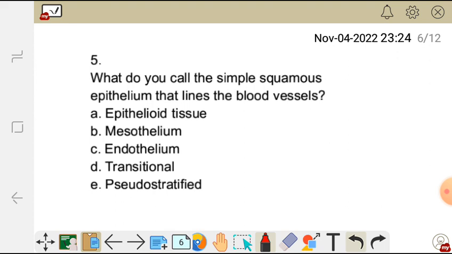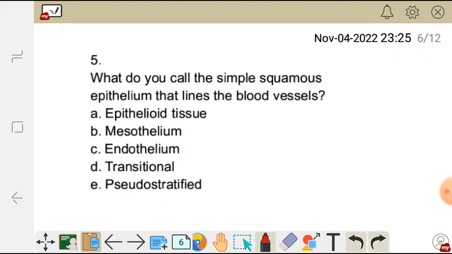What do you call the simple squamous epithelium that lines the blood vessel? I mentioned it earlier, where I said we have mesothelium and endothelium. One of them underlies blood vessels. So A, epithelioid tissue, B, mesothelium, and then C, endothelium, D, transitional, and E, pseudostratified. The answer here is endothelium. Endothelium is the correct answer. The epithelium that lines the blood vessels is called endothelium. I mentioned it earlier.